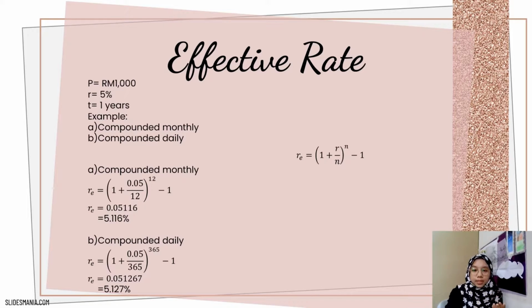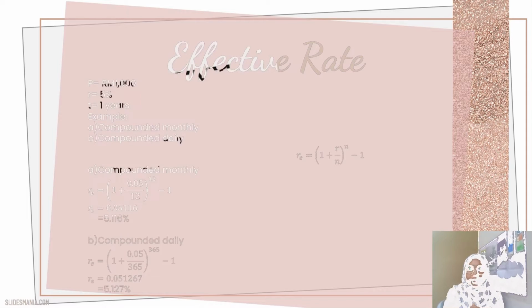So that's what we mean by the effective rate of interest: compounded monthly at 5% is 5.116%, and compounded daily is 5.127%. So that's all for interest in mathematics of finance.